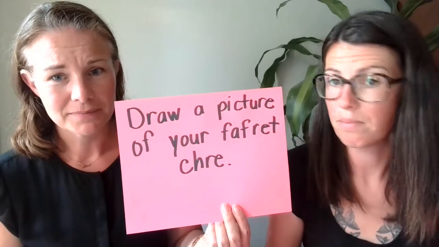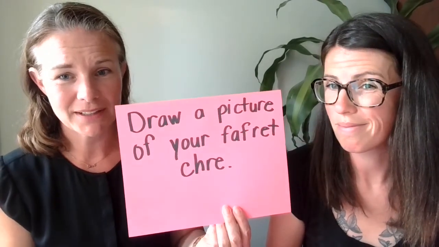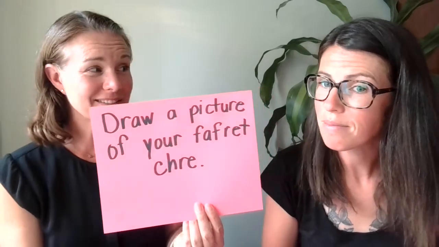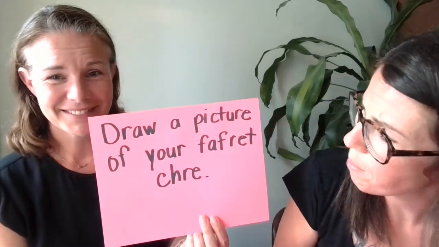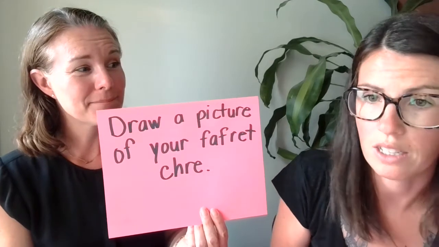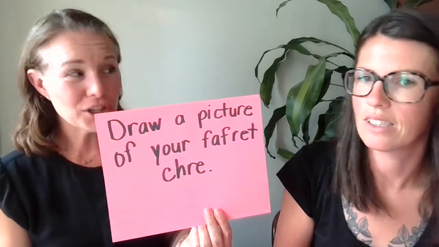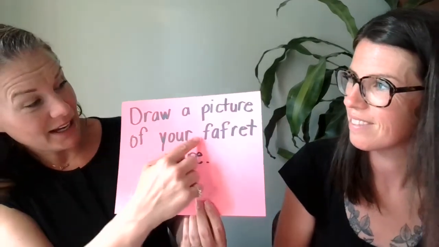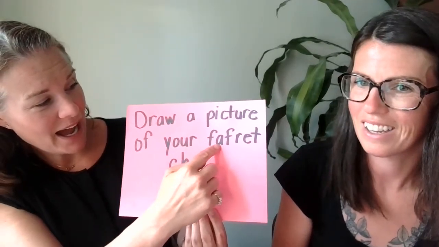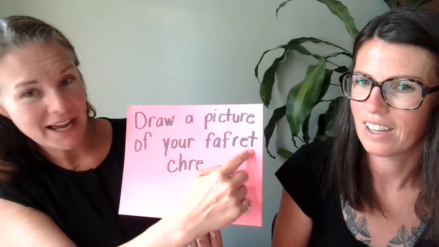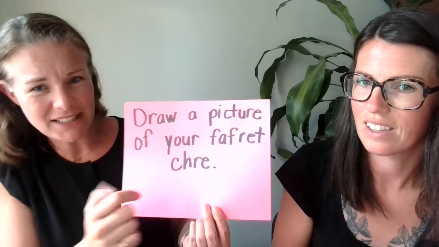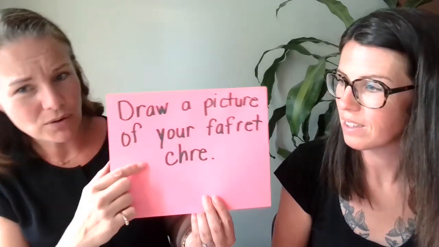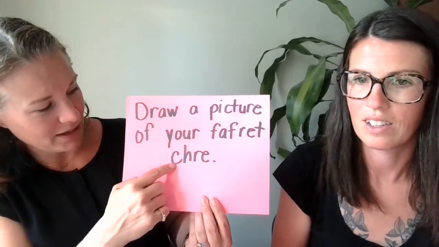It's very clear. Can anyone read what we have asked you to draw a picture of? Come on, guys. Natalie? Draw a picture of your favorite tree. Close, Natalie. Very close. If we sound it out, et, what does that sound like? Favorite. Well done. Now, take a look at this word here.